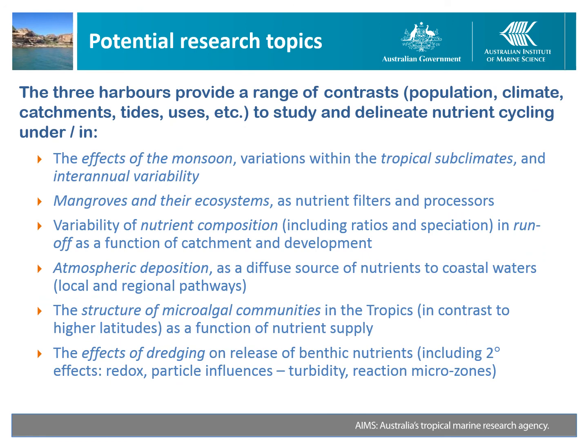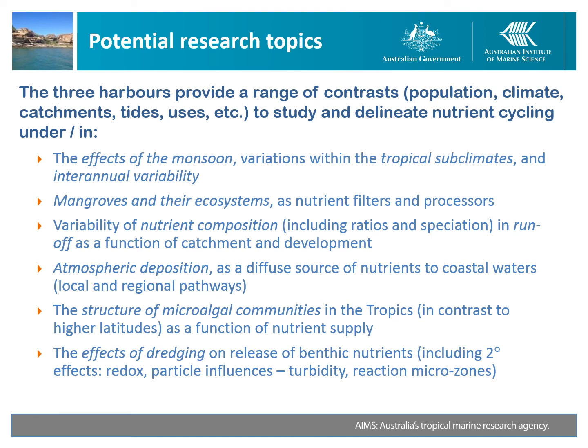Here are some ideas for research topics in these 3 harbours. The first relates to climate and specifically the effects of the monsoon, both within year variability across the 3 tropical subclimates and out to interannual variability. Mangroves form a keystone ecosystem and habitat across the tropics, and their capacity and capability as nutrient filters and processors requires further elucidation. The next 2 dot points relate to inputs. The first, nutrient composition in runoff as a function of both catchment and its extent of development. The second is atmospheric deposition as a diffuse source both locally and regionally.